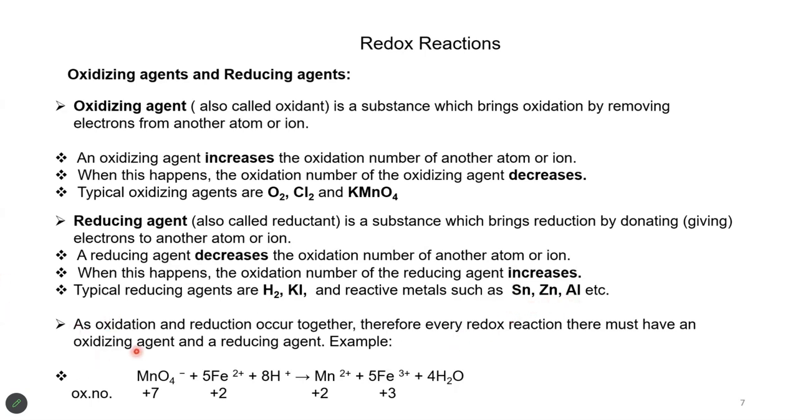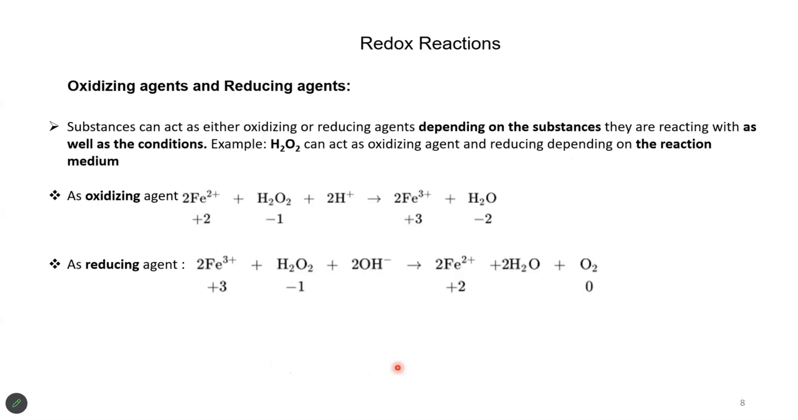We have an example here of an oxidizing agent and reducing agent. The oxidizing agent is this one, the permanganate ion, and the reducing agent is this one, iron(II), in this reaction. Mind it, it depends on the medium. We have to have an acidic medium to get this reaction. We'll finish with these slides, this lecture, and it will be continued in the next lecture.